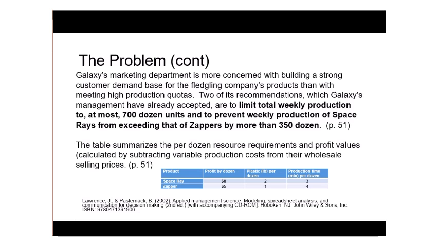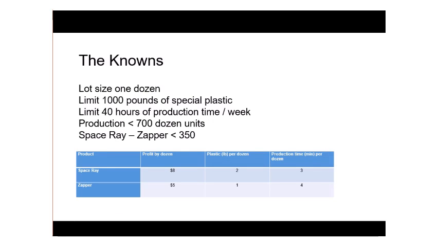Going back to the problem, from the third paragraph, we know a little more about the company, which can help us when we make a recommendation, but it really doesn't affect this problem, other than the decision to limit weekly production to at most 700 dozen units, as another known, and to prevent Space Ray production from exceeding Zapper production by more than 350 dozen. Adding that and the information from the table to our list of knowns, this is what we come up with. And these are the knowns that we're going to use to calculate the answer.